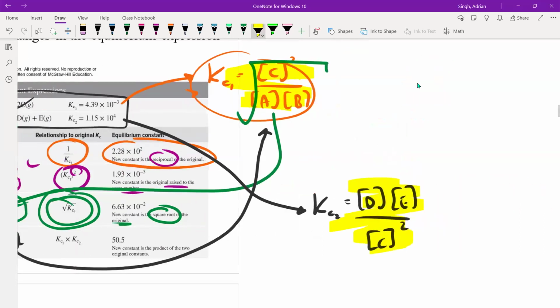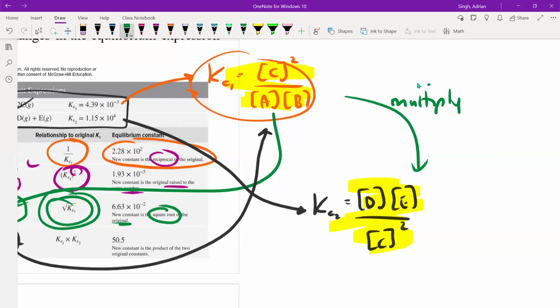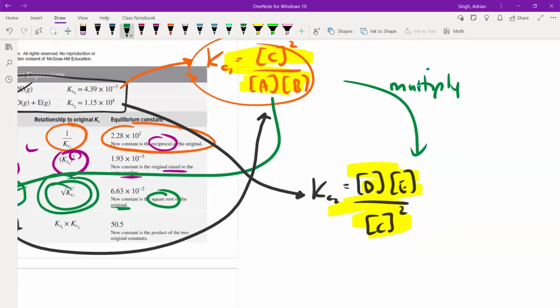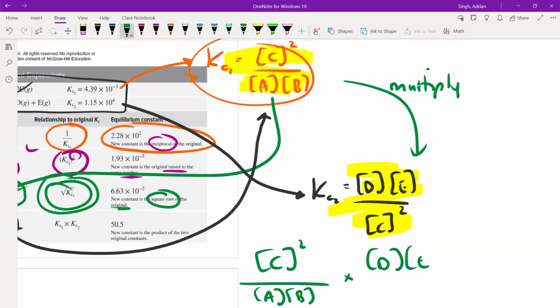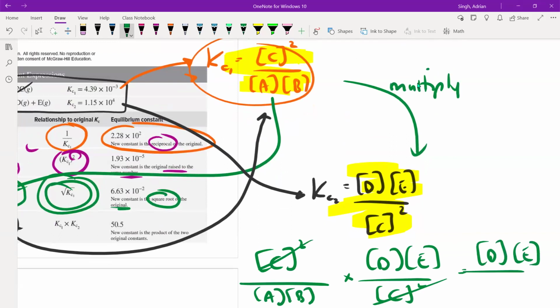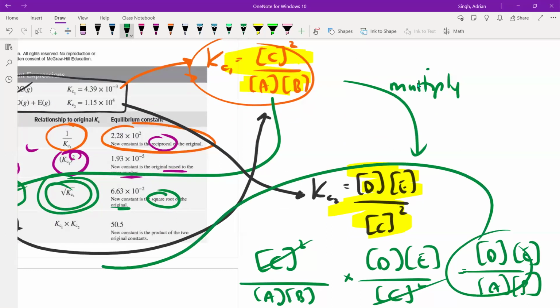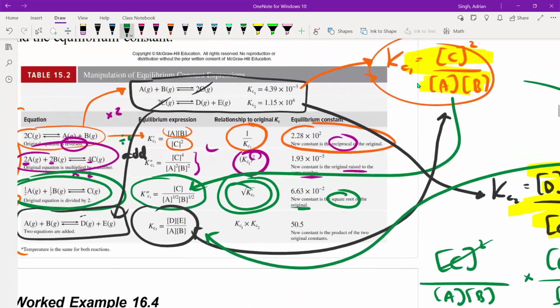Well, you can maybe see if I take these two and multiply them times each other. Let me get rid of the square root sign. So if I take these two and I multiply them, now I'm going to have C squared over A times B, and I'm going to times that by D times E over C squared, right? The C squared cancels out. I end up with D times E over A times B. Guess what? That is exactly what I can write here for my expression when I add those two together.